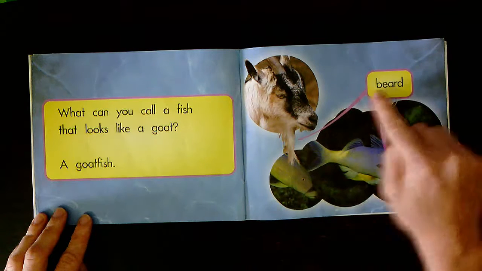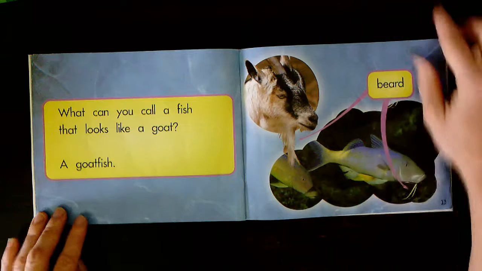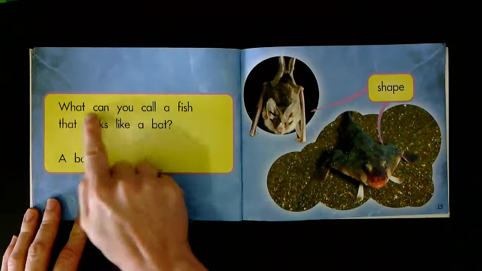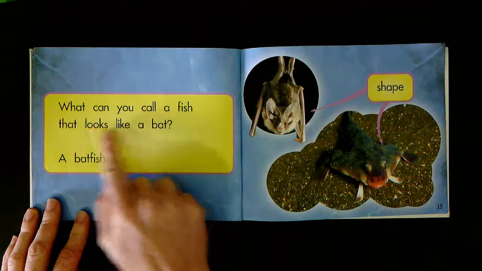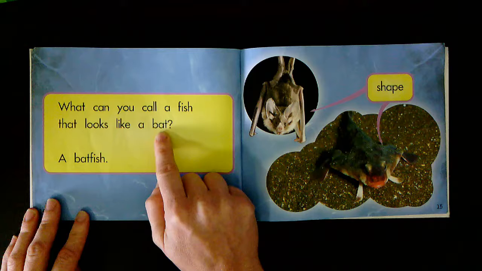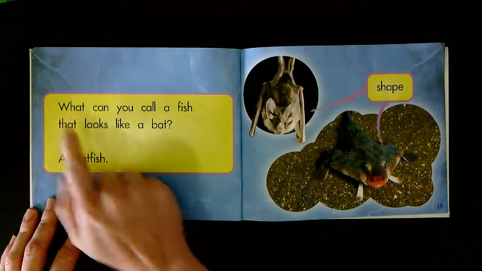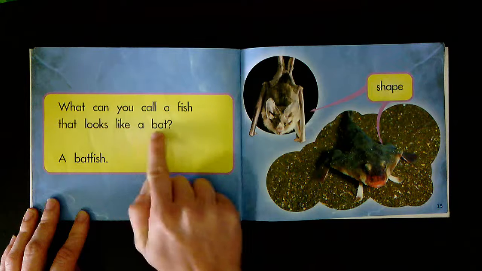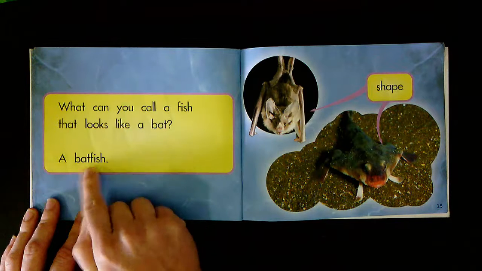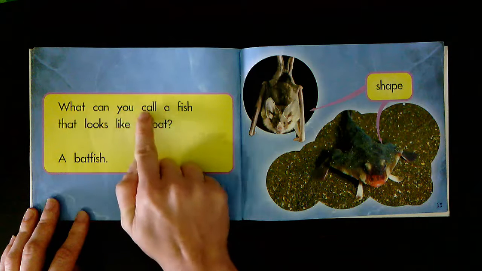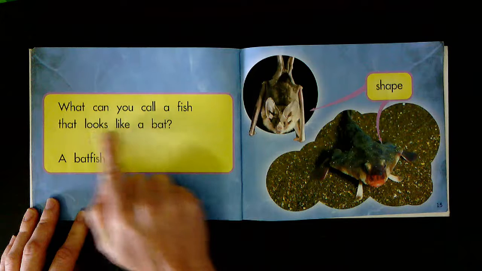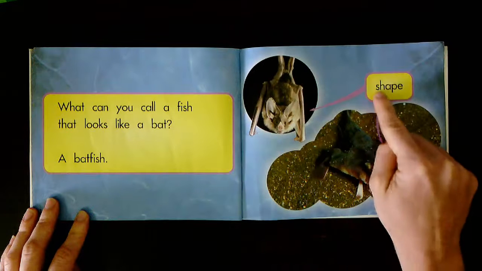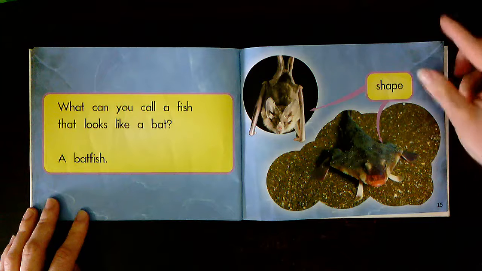This is pointing to the beard. What can you call a fish that looks like a bat? A batfish. Together. What can you call a fish that looks like a bat? A batfish. Your turn. This box is pointing to the shape of the bat and the fish.